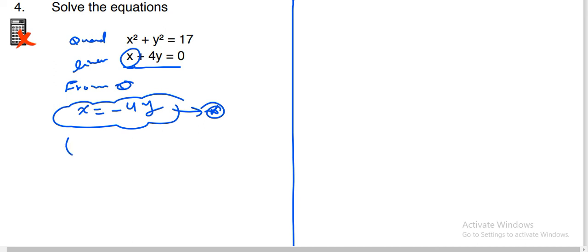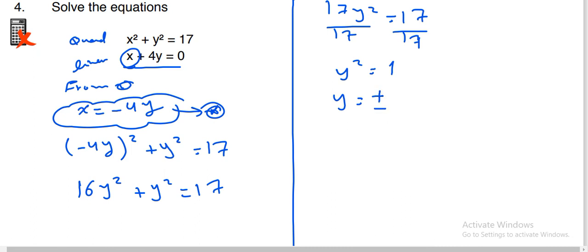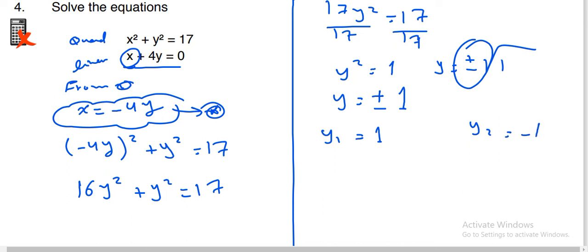In the other equation it will be negative 4y all to the power of 2 plus y power 2 equals 17. By simplifying, 16y power 2 plus y power 2 equals 17. So 17y power 2 equals 17. Divide by 17, y to the power of 2 equals 1. So y equals, don't forget positive or negative, square root of 1. Don't forget to put positive and negative with the square root. Square root of 1 equals 1. So we have y1 equals 1 and y2 equals negative 1.